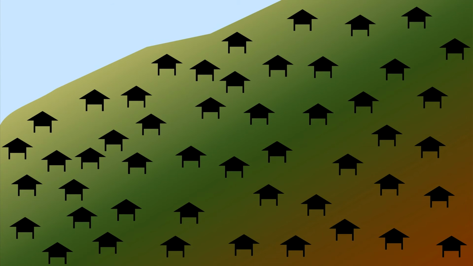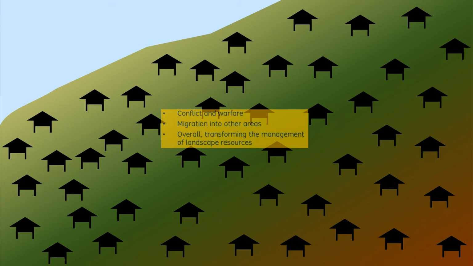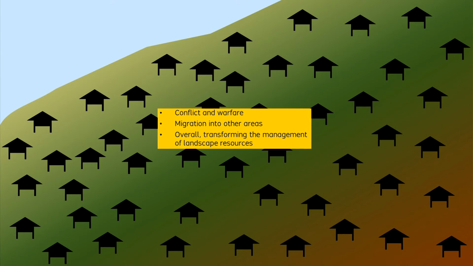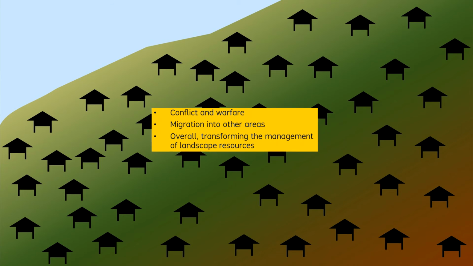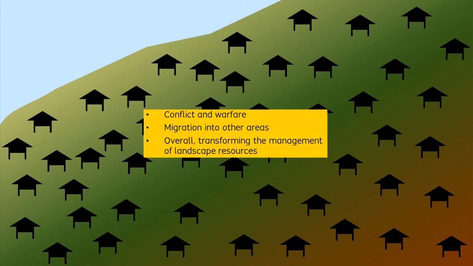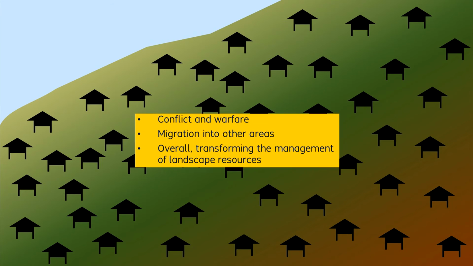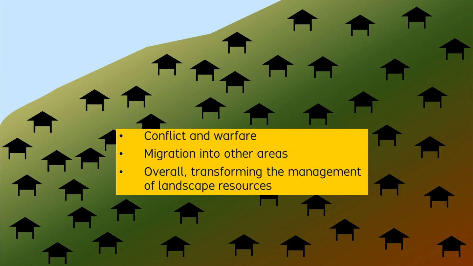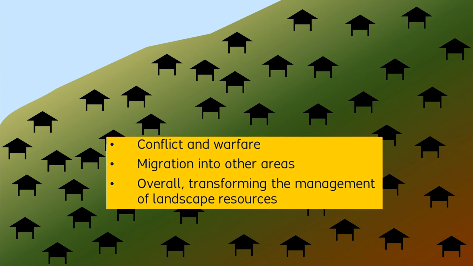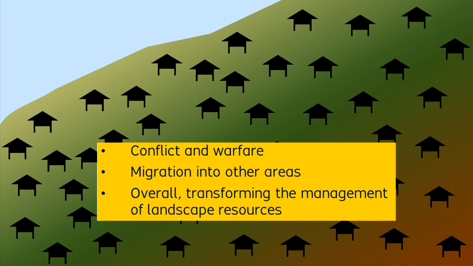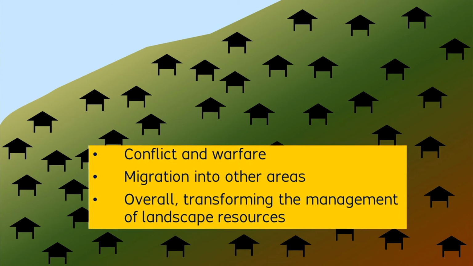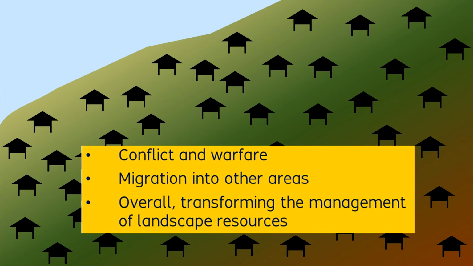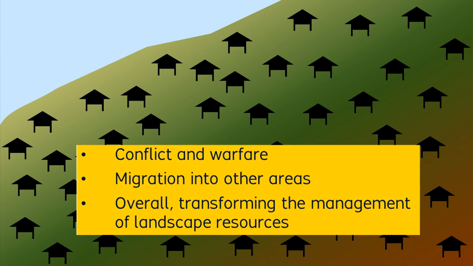Meanwhile, we can see the termination of the previous trend of increasing population and formalization of land use patterns. In the places where people had developed maximum high-density land use patterns, they were forced to change their traditions. The outcomes were variable, including increased conflict and warfare, migration into other areas, adjustments in the sizes and organizations of communities, and overall transforming the management of landscape resources.